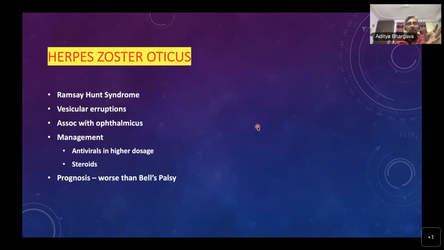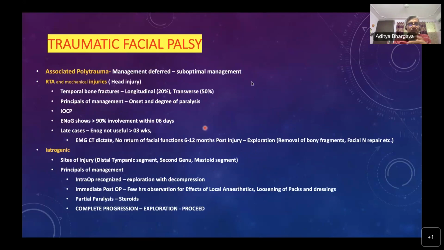Some patients might not even recover fully, but vesicles, of course. There might be paresthesias and all those things, like herpes zoster at any other site of the body. It causes paresthesias, numbness and false pains, and all of that can be left over there.